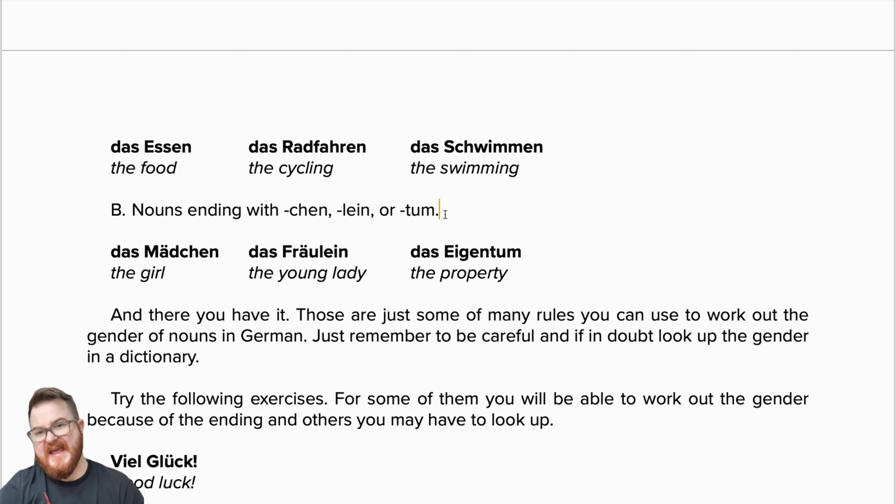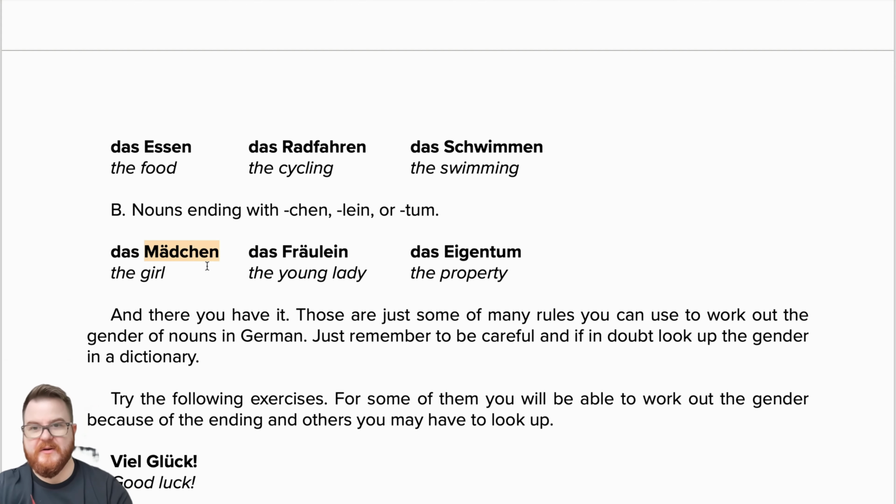Our second rule for neuter are nouns that end in chen, lein, or tum. Actually, I think we could also just think of that as ending in chen and lein, but tum works as well because it's a suffix. So we have, for example, das Mädchen, which means the girl, literally a little maid.